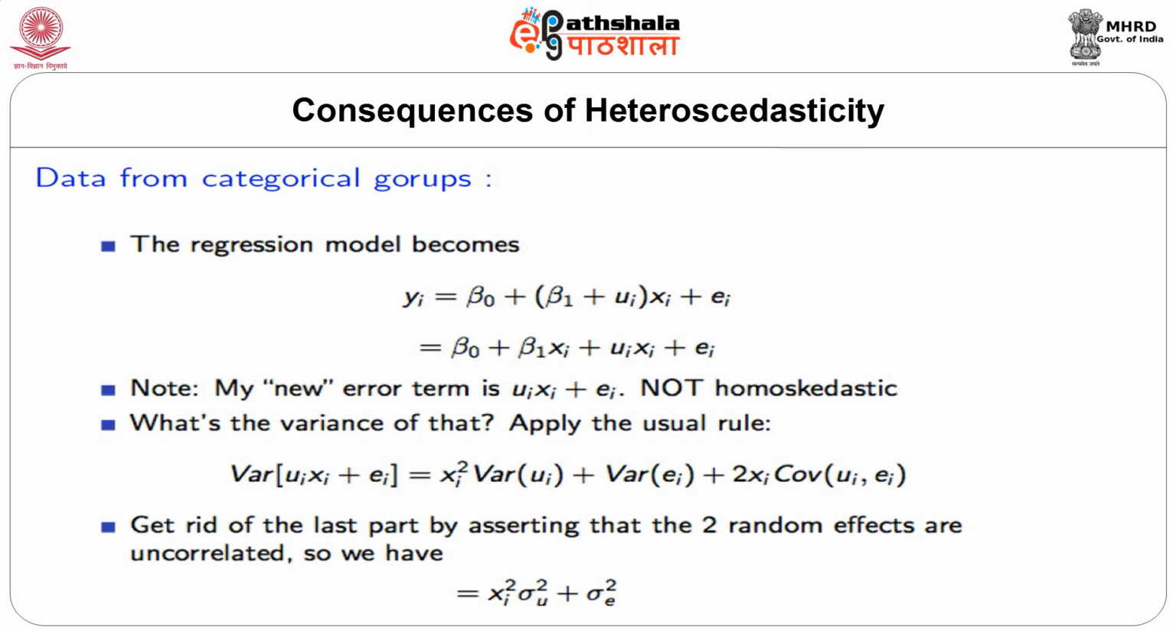Note that the new error term in this model is not homoscedastic. What would be the variance of that? We apply the usual rule of variance and we obtain variance of (ui xi plus ei) equals xi square times variance of ui plus variance of ei plus 2 xi times covariance of ui and ei. We get rid of the last part by asserting that the two random effects are uncorrelated.